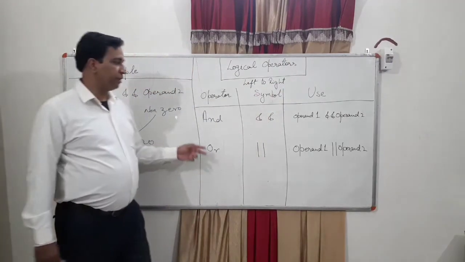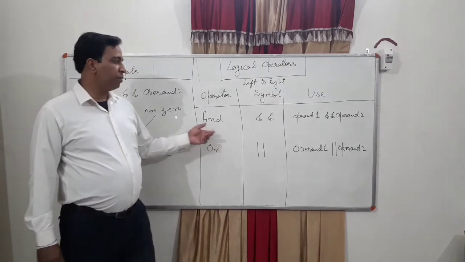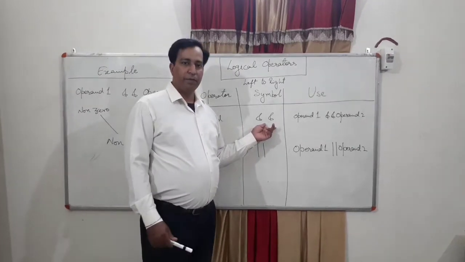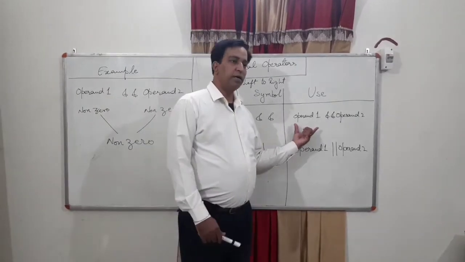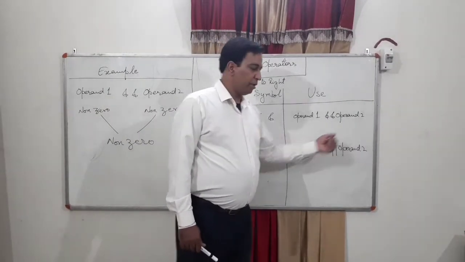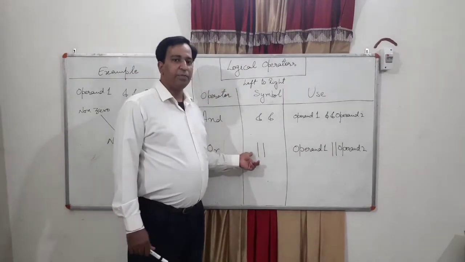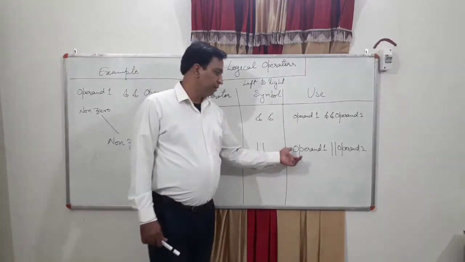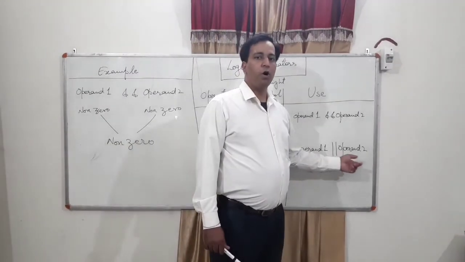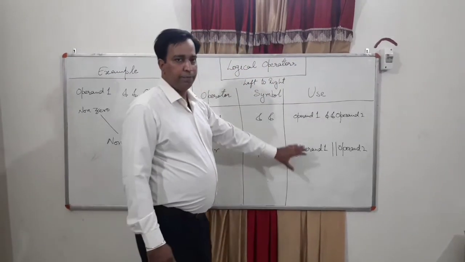There are two logical operators, AND and OR. The symbol of AND is two ampersand signs, and it is used like operand 1 AND operand 2. The symbol of OR is two pipelines, operand 1 OR operand 2. This is how it is used.